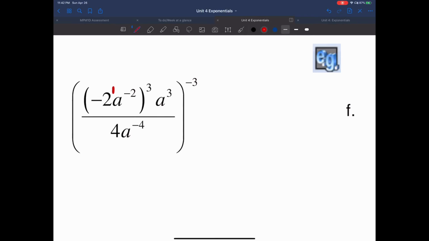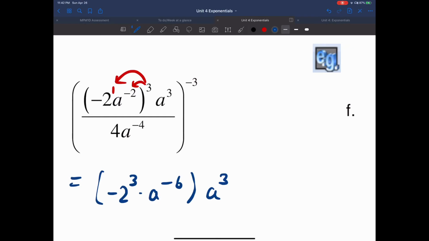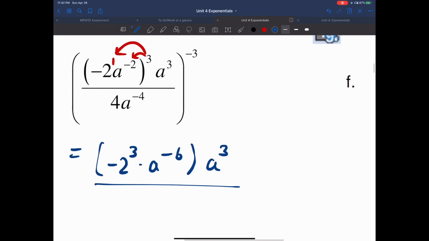Okay, now to question E. I'm going to distribute that 3 in within the brackets, working on my very first bracket. And when I do that, I will get (-2)^3 times a^-6, a^3, all over 4 a^-4, all over to the exponent -3.